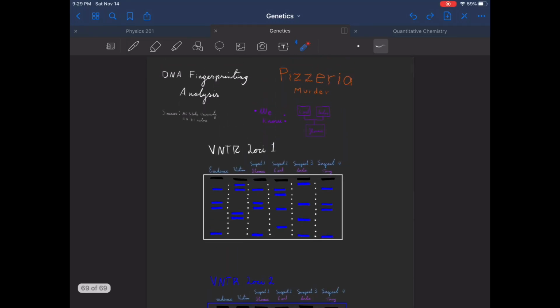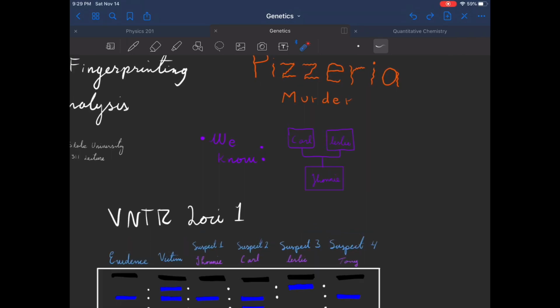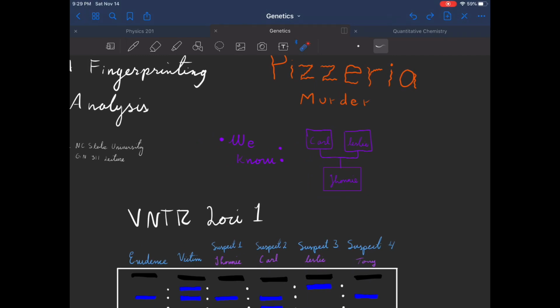Hello, today we're going to be looking at DNA fingerprinting analysis, and we will look at a murder mystery. We're going to try to solve who the murderer is. So one piece of information that we have is that Carl and Leslie are pizzeria owners. They have a kid, Johnny. They all work there. They have other workers, and there's a murder.